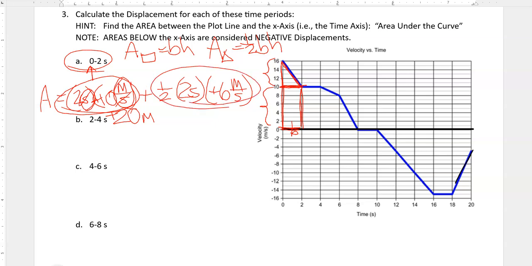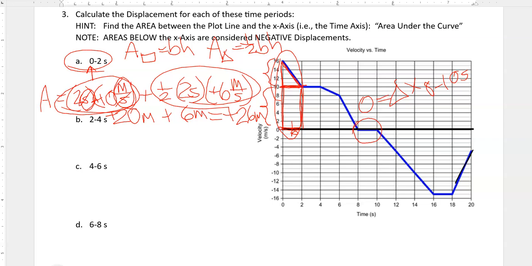And this area is 1/2 times 2 times +6, positive 6. That's equal to another +6 meters. So our total displacement is positive 26 meters for this area. And we could do this for each of these, and I'm not going to spend a lot of time doing it for each of these. I want you to see that from 8 to 10 seconds, it's a displacement of 0 during that period of time. The 8 to 10 second range, displacement is 0.